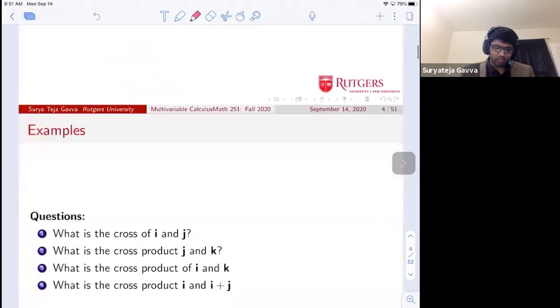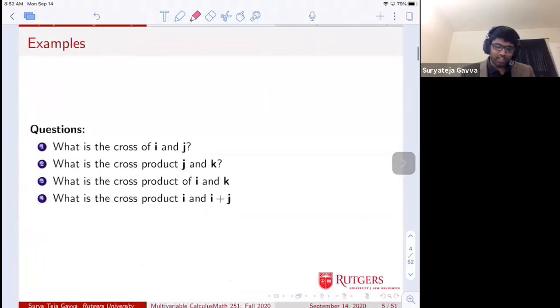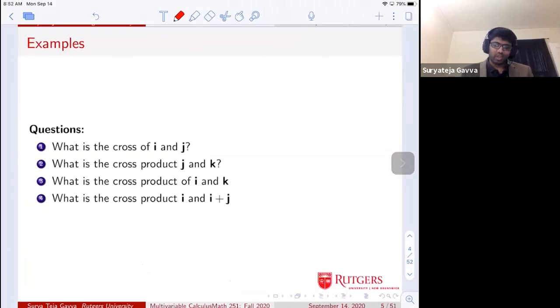Okay, so some examples. So what is the cross product of i and j? So i is the vector along x-axis, j is the vector along y-axis. So what is the cross product of i and j? Can you guys tell me what is the cross product of i and j?